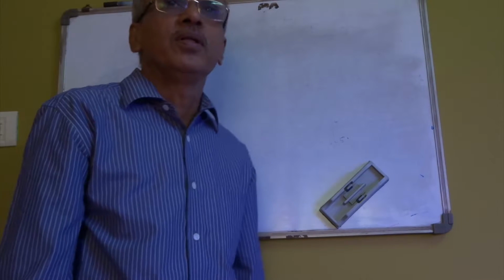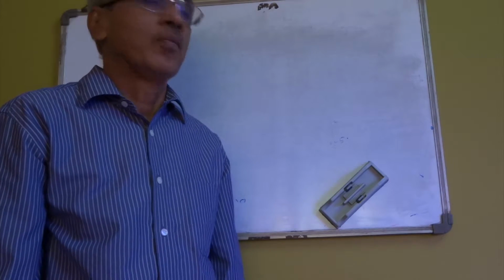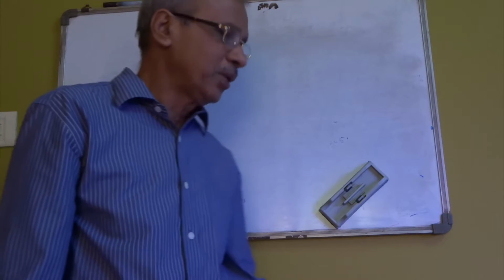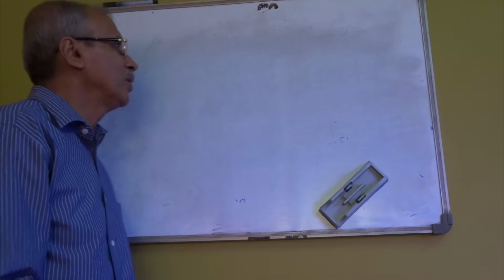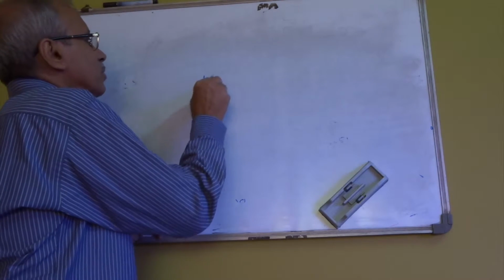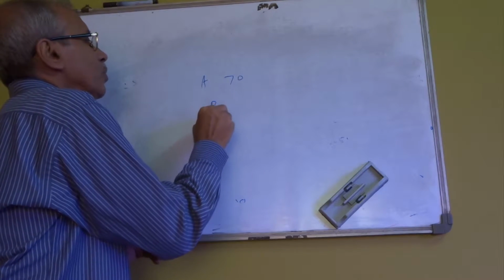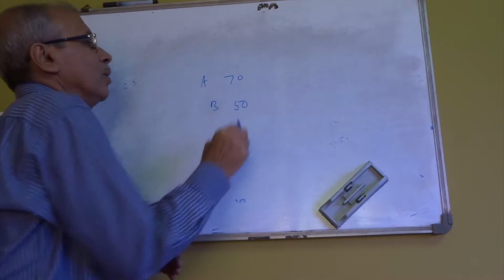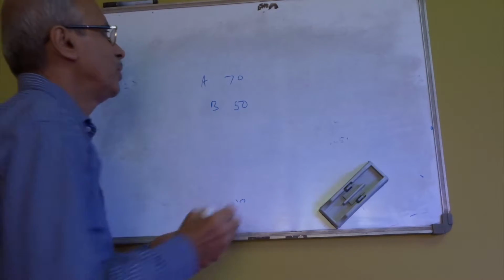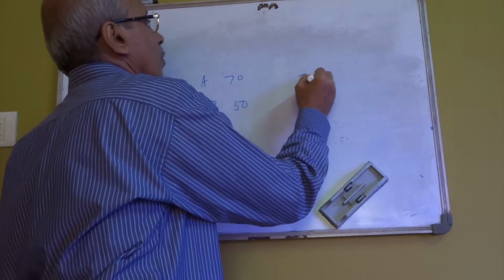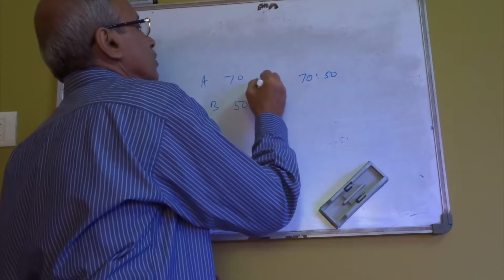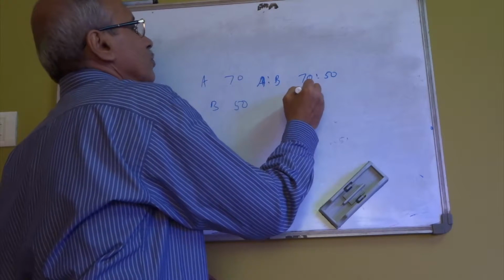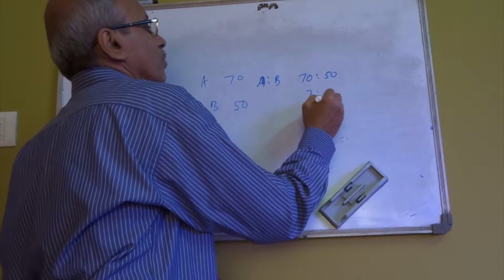Today we will deal with ratios and proportion. Ratio and proportion is nothing but comparing two values. For example, if A has scored 70 marks and B has scored 50 marks, the ratio is 70 is to 50. A is to B is 70 is to 50, or 7 is to 5.